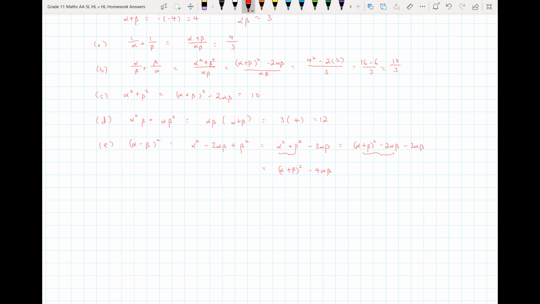So then we can substitute. Let's substitute here. Otherwise I cannot see what the values are. 16 minus 12, which is 4.